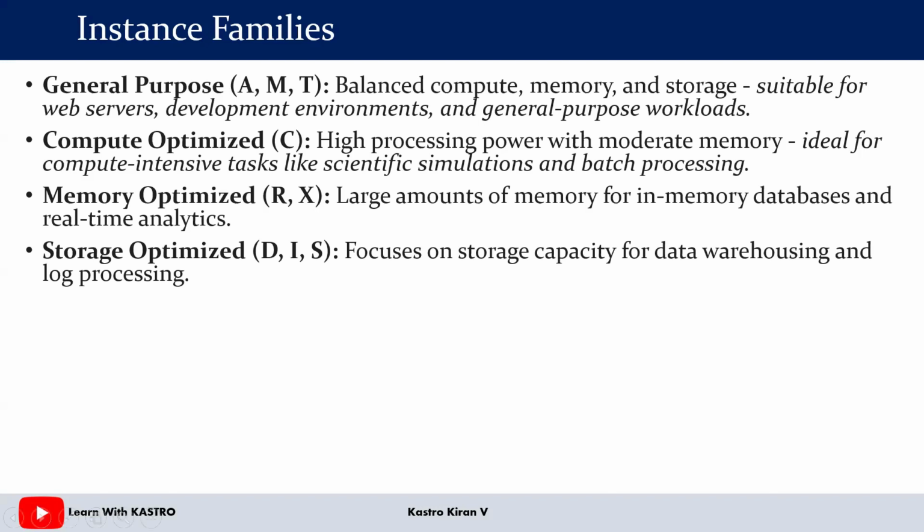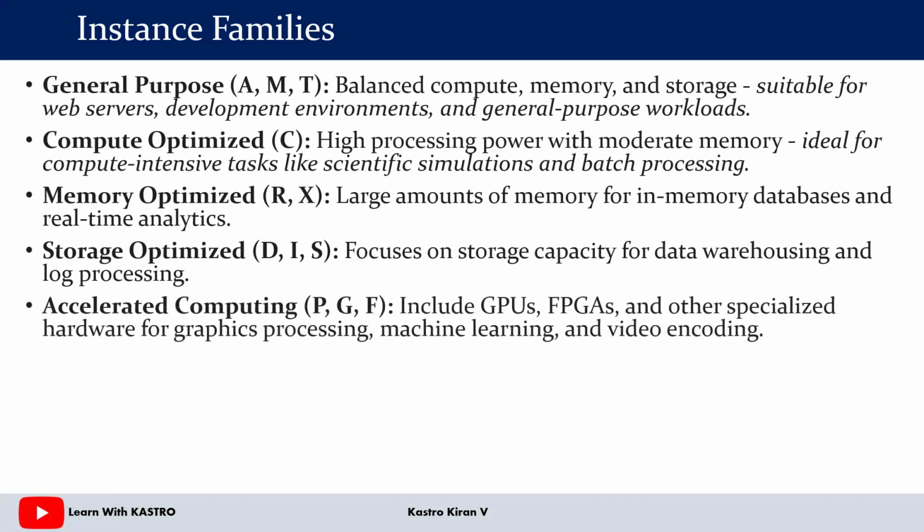One is starting with D, the other one is starting with I, and the other one is starting with S. And the next type of instance family is known as accelerated computing. Now you can see here, the second one is compute optimized, and the fifth one is accelerated computing. Now, what is the difference between compute optimized and accelerated computing? In accelerated computing, the processing will be much higher than when you compare with compute optimized.